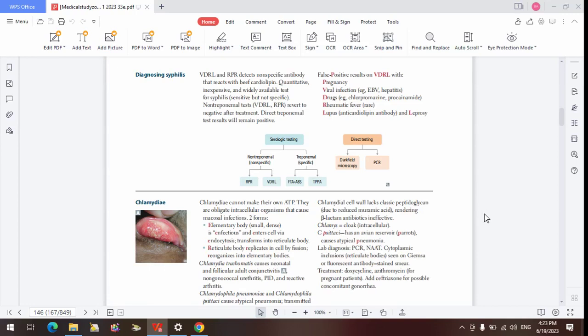Okay, so let us start. Let us start today. So we'll be starting with diagnosis of syphilis. I think I've seen one or two questions about this, and I feel we need to pay attention to it. So there are two forms of tests that we can use to diagnose it.